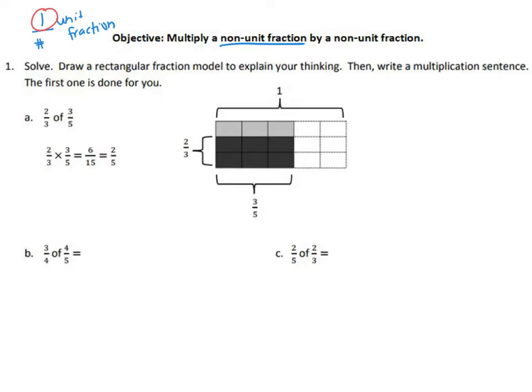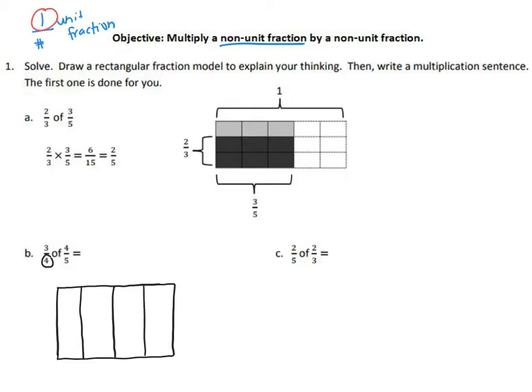So I'm going to draw a rectangle. Then I'm going to split it into fourths because the denominator of our first fraction is fourths. Now, the numerator is 3. So of those fourths, we're going to shade in 3. So here you can see 1/4, 2/4, 3/4. 3/4 of 4/5.